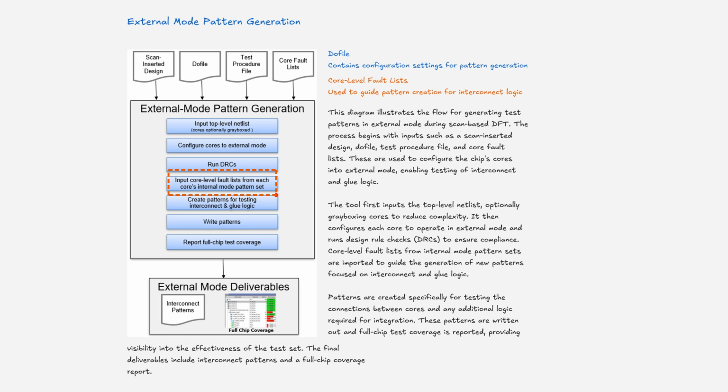It then configures each core to operate in external mode and runs design rule checks, DRCs, to ensure compliance. Core-level fault lists from internal mode pattern sets are imported to guide the generation of new patterns focused on interconnect and glue logic. Patterns are created specifically for testing the connections between cores and any additional logic required for integration. These patterns are written out and full chip test coverage is reported, providing visibility into the effectiveness of the test set. The final deliverables include interconnect patterns and a full chip coverage report.